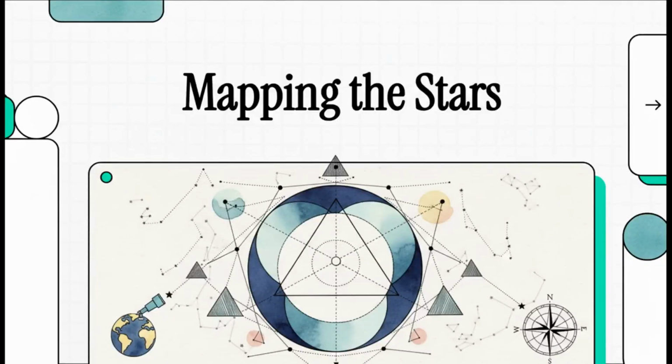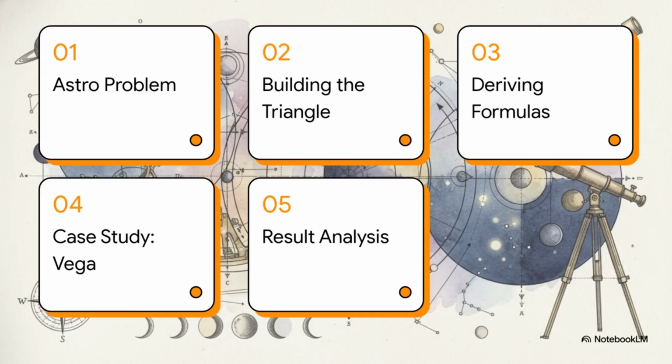Welcome. Today, we're going to conduct a rigorous examination of one of the most fundamental tools in astronomy, the parallactic triangle. It's really the elegant geometric key that unlocks our ability to map the stars and find any object in the night sky. So here's our roadmap. We're going to start by framing the fundamental problem that astronomers face. Then we'll build the parallactic triangle piece by piece. From there, we'll derive the core formulas, put them to the test with a real-world case study on the star Vega, and finally, we'll interpret what our results actually mean.